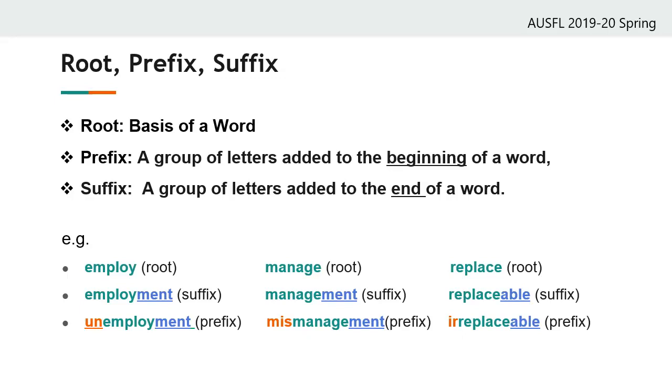Let's examine some examples. Employ is a verb and it is the root. With the suffix ment, we form employment, which is a noun. If we add the prefix "un" to this noun, we have another noun with a negative meaning. The second example, manage is the root again. The suffix ment makes a noun. And with the prefix "mis", we can form a noun including the meaning wrong.